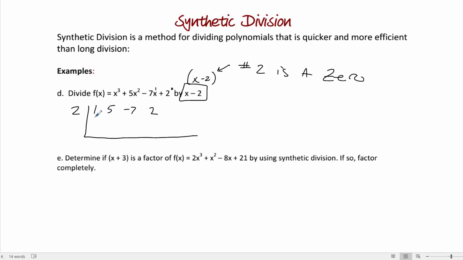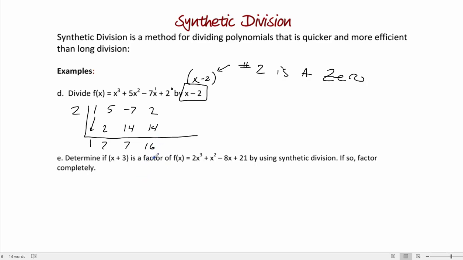So remember up top, I dropped it like it's hot. I had to multiply 2 and 1. I had to add, then multiply 2 and 7. I had to add, and I get 14. And I had to add, and I get what? I get 16.